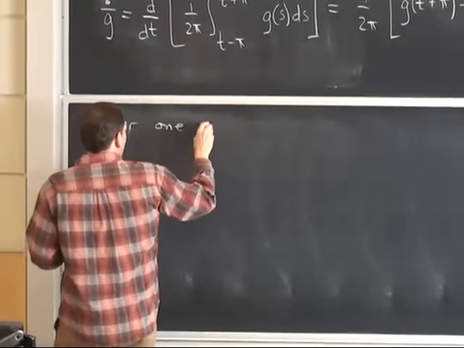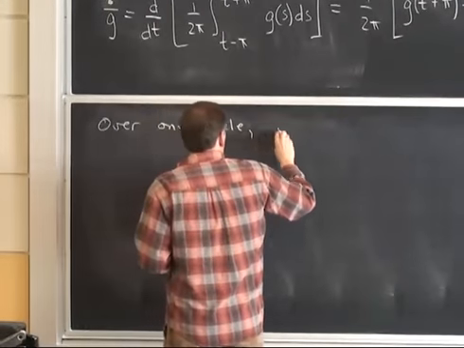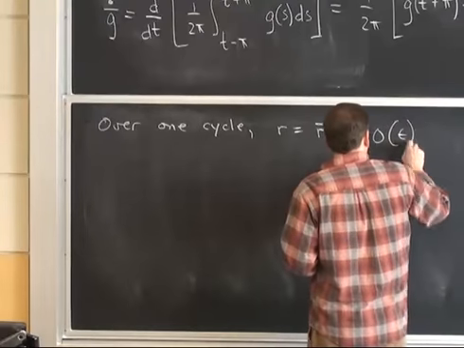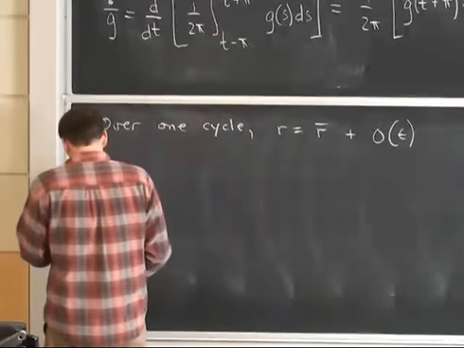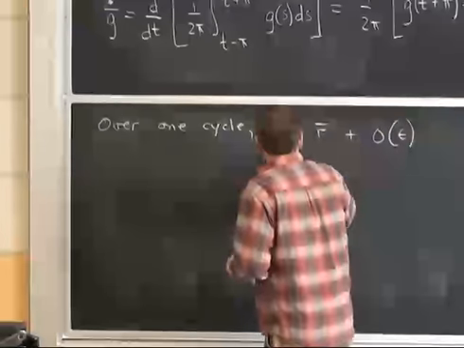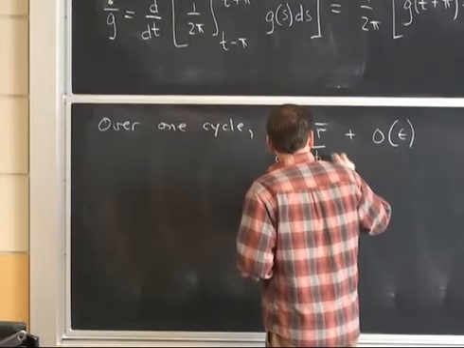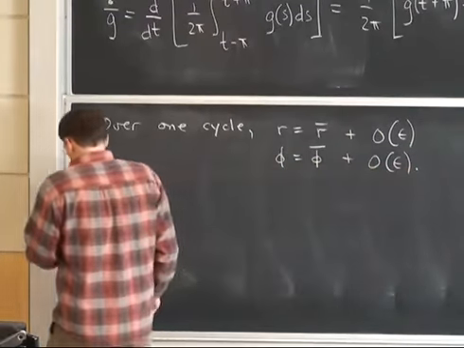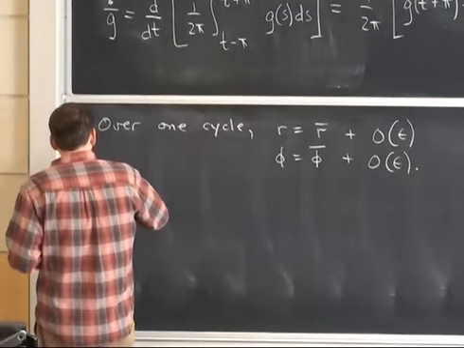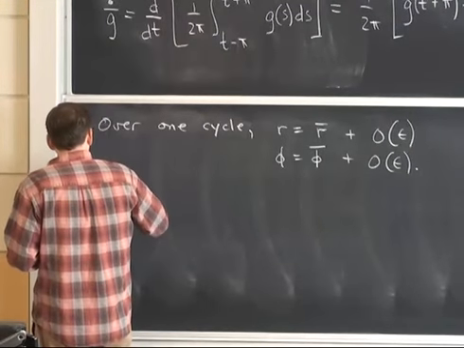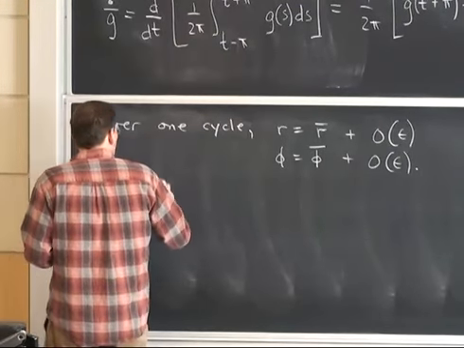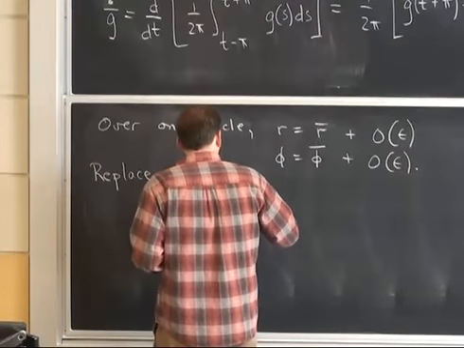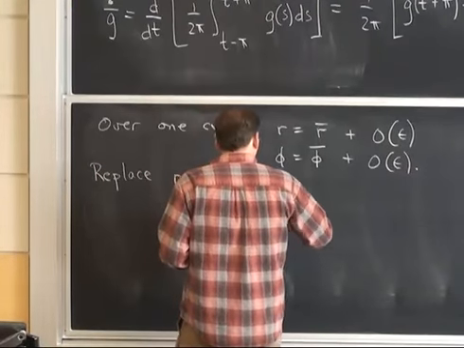So over one cycle, R equals R bar plus an error of order epsilon. Same thing with phi. So let's make this substitution. Let's replace R and phi by R bar, phi bar everywhere.